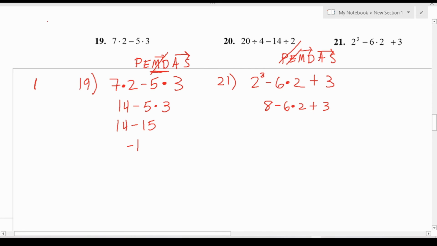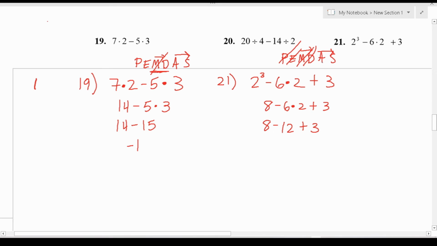Now we're looking at what we have left. We have multiplication, subtraction, and addition. Again, we know multiplication comes before addition and subtraction. So let's look at that. This is going to be 8 minus 6 times 2 is going to be 12 plus 3. So we did our multiplication. There's no division to do in this problem. That said, we have addition and subtraction left.